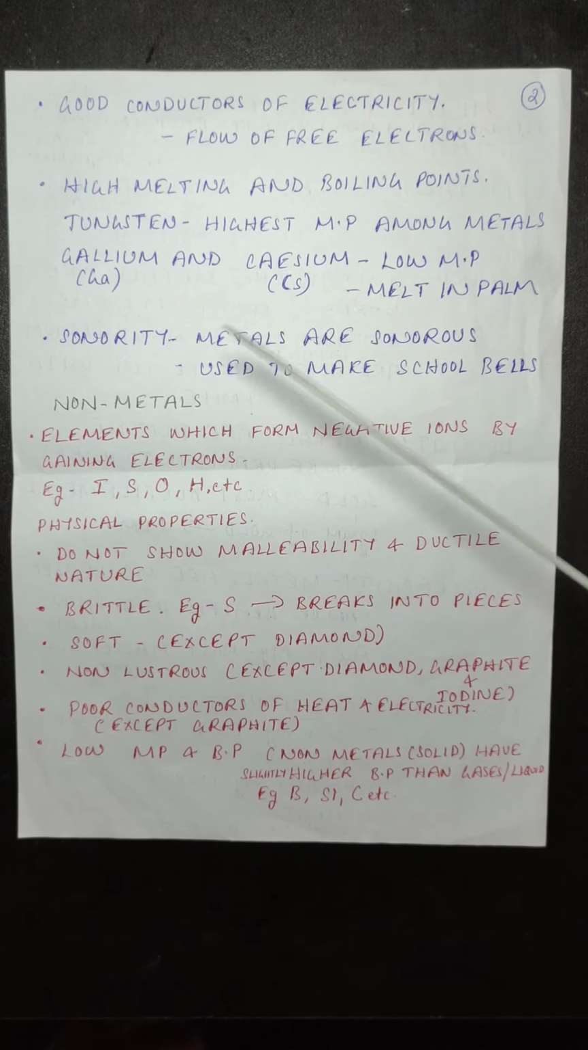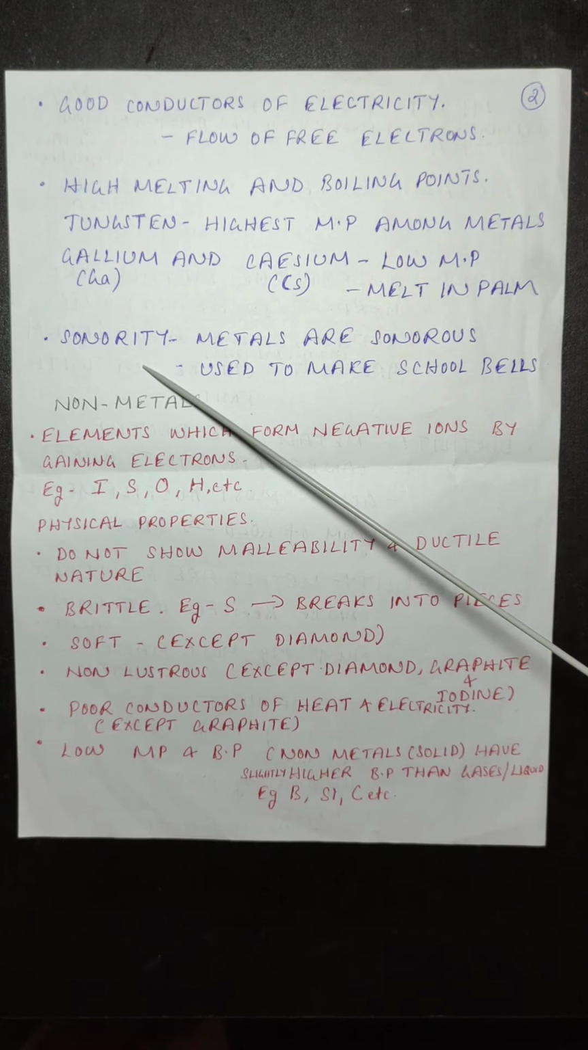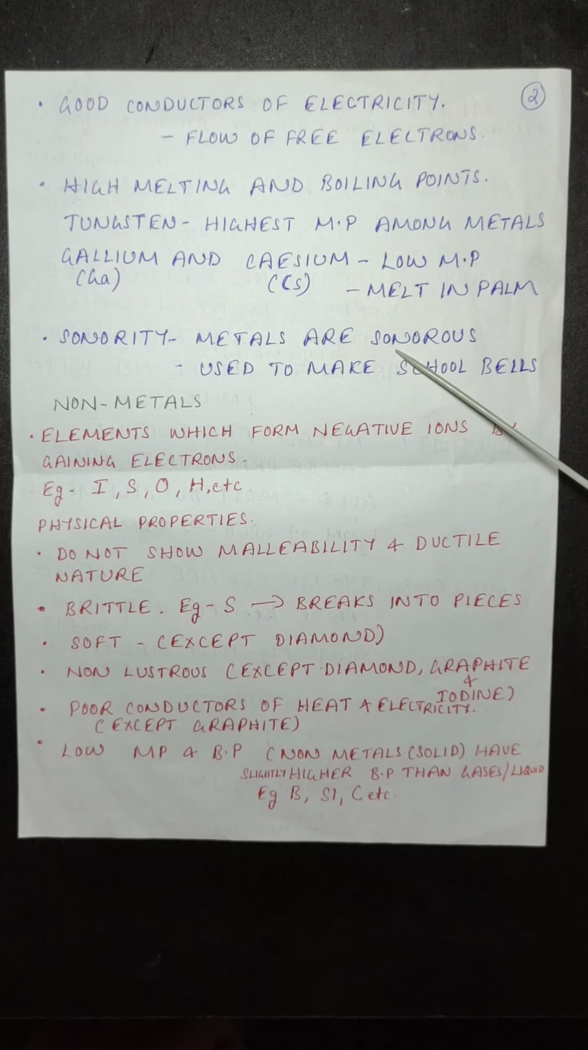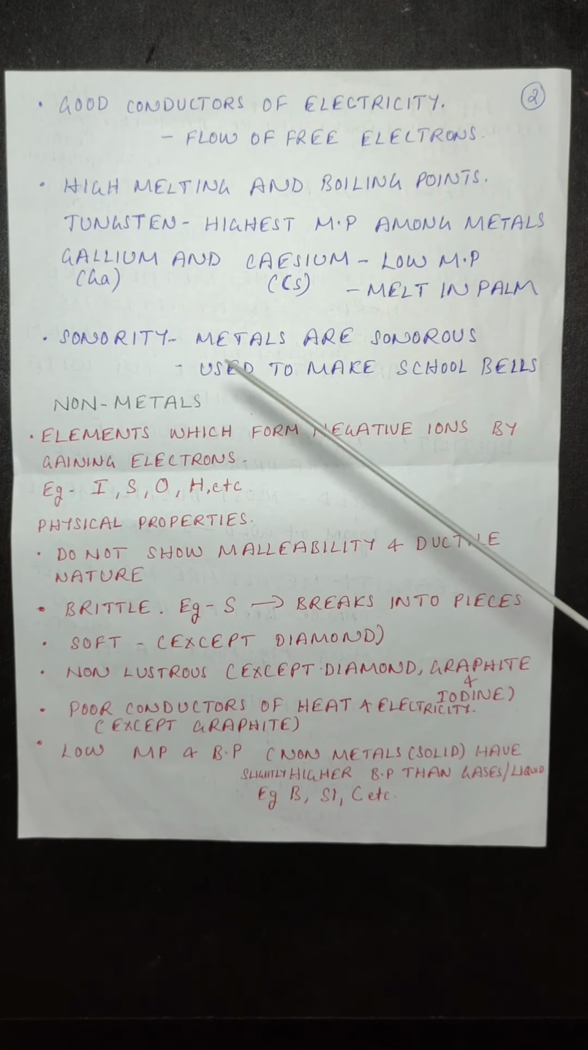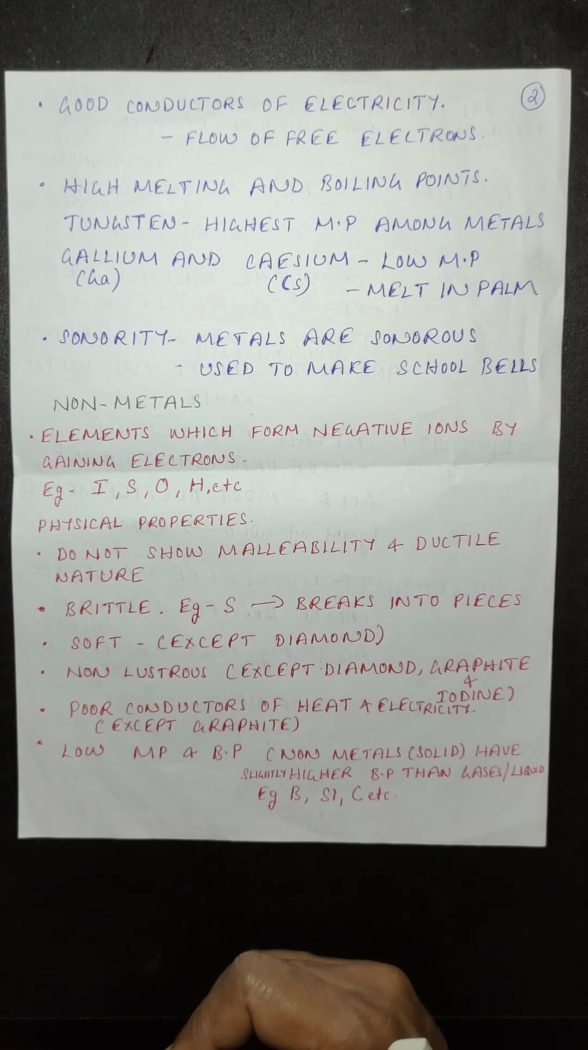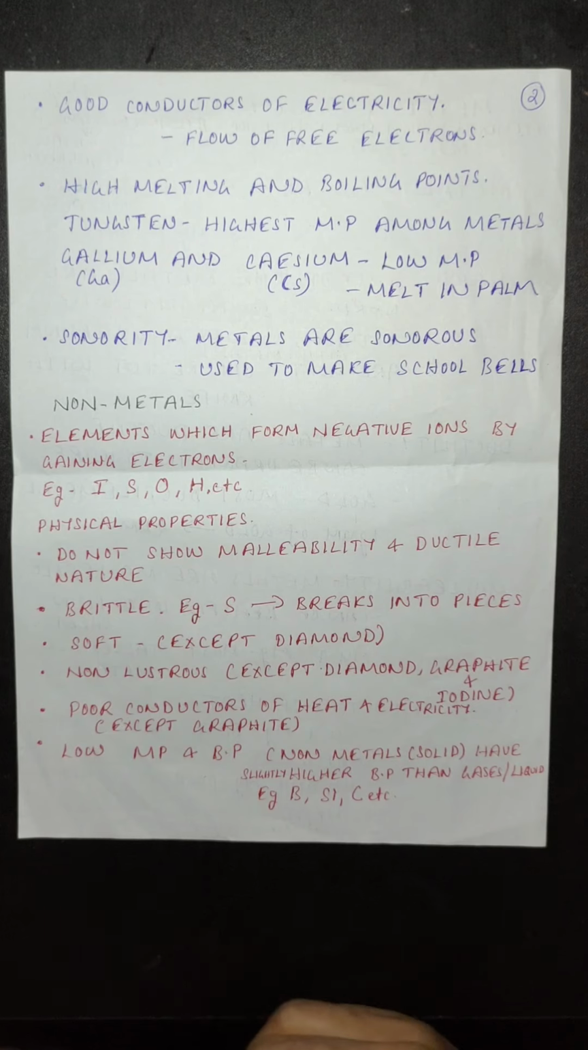Remember that. The last important physical property, sonority. Do you know what sonority is? Metals are sonorous, meaning they have the ability to produce sound. We can hear a typical metal-like sound. This property of metals is used to make school bells. So these are the very, very important physical properties we have learnt related to metals.